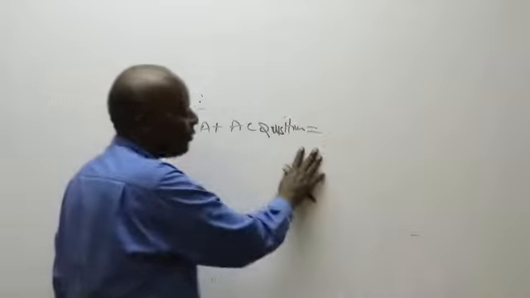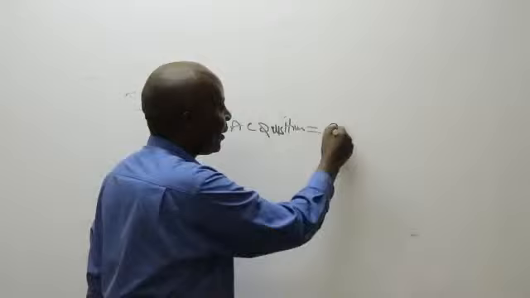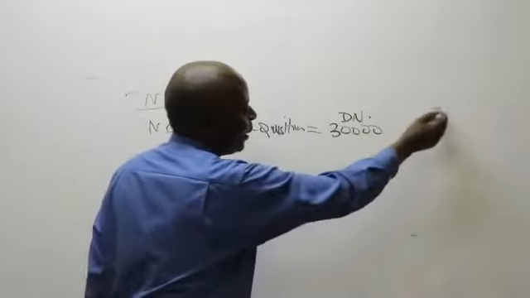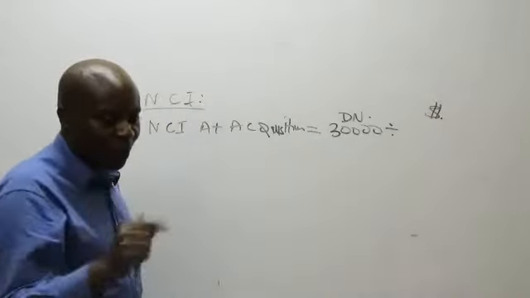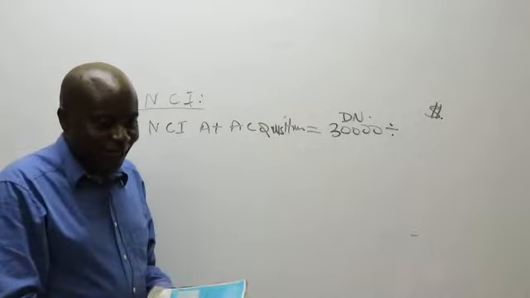NCI at acquisition ni ngapi somebody? NCI at 30,000 DN. But now I want to translate this to dollar. So how do I translate? Which rate should I use? 4, 3, or 2? Which rate should I use there?